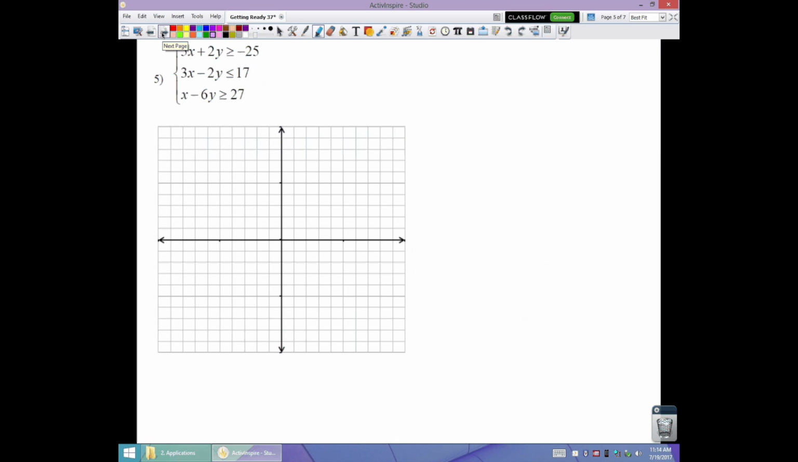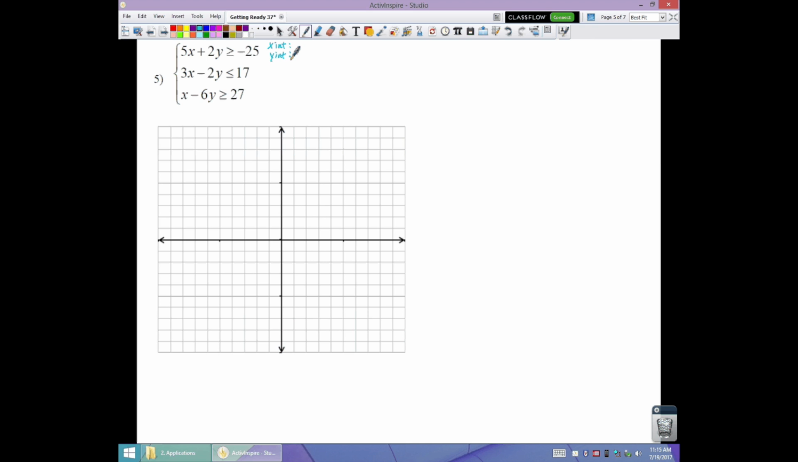Okay, now number 5 has 3 inequalities. You don't do anything differently for this. You just repeat that same process 3 times instead of 2. And when you shade, you would be looking for where all 3 colors intersected. Okay. Now these are all in standard form, so I'm going to go ahead and use the intercept method.